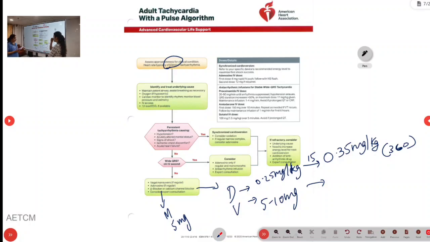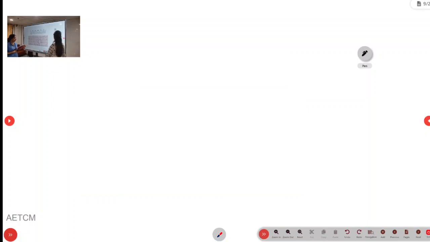So what happened to this patient? After the first dose of 6 milligram, the patient reverted to normal sinus tachycardia. Then vitals at that point were a pulse rate of 110 per minute, saturation of 98, and BP of 170. Since the patient was also febrile, we also gave injection PCM 1 gram IV stat along with pantoprazole.